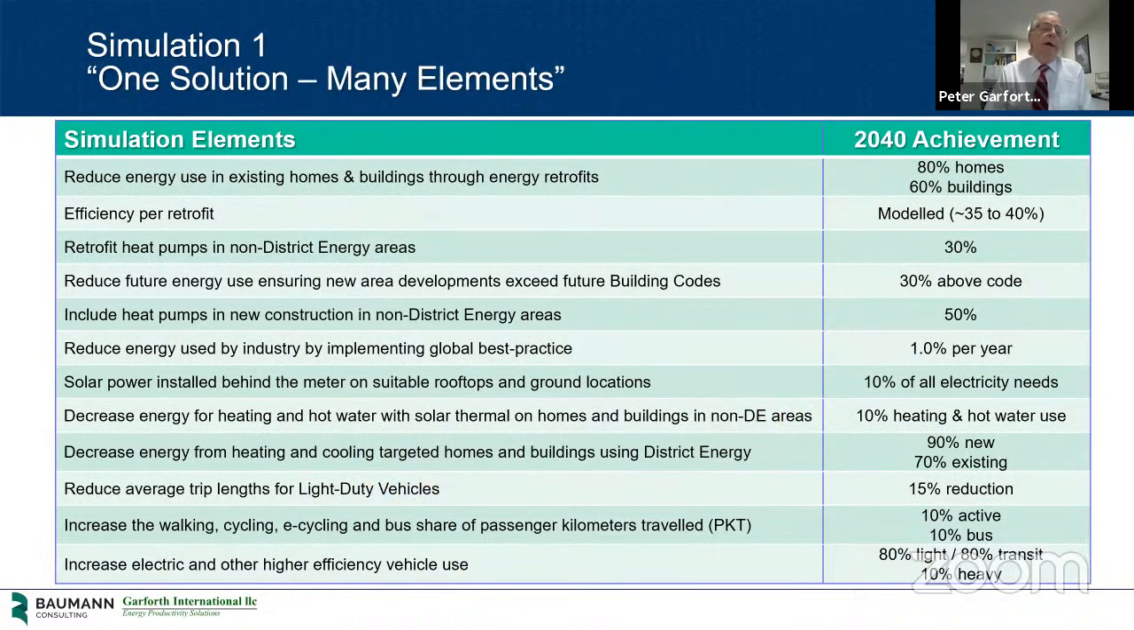So you saw that big picture graphic of the elements that go into the simulations. This is more granular. Again, we don't have time to go through them in detail. I want to highlight a couple. One of them is in that top row, where we say we are going to retrofit 80% of our existing homes and 60% of our existing buildings over 20 years. So it's not next Wednesday, it's year by year.